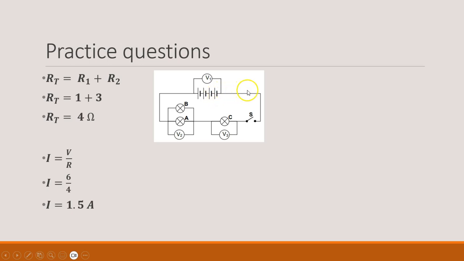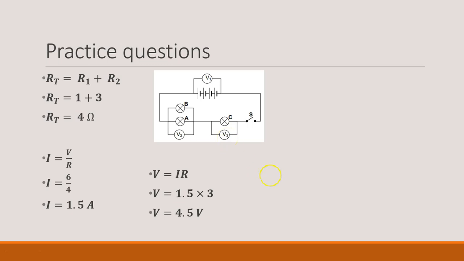So now we know that the current flowing through the circuit is going to be 1.5 amps. It's obviously going to split at the branches, but it's going to come back together at 1.5 amps. The point is that the current running through light bulb C is 1.5 amps. So now we can work out the voltage of V3. V equals I times R, which is 1.5 times 3, which gives us a voltage across light bulb C of 4.5 volts.